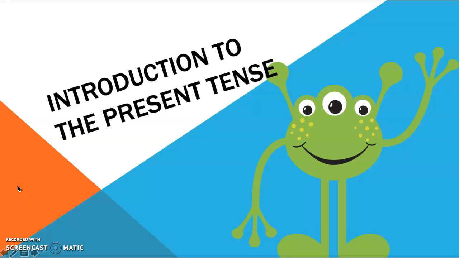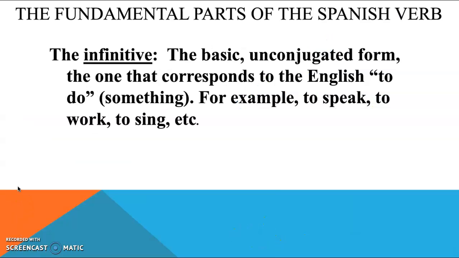So first we are going to start off with the fundamental parts of a verb. So we have three fundamental parts. Our first one is the infinitive. So the infinitive is the basic unconjugated form of the verb. It is the one that corresponds with the English to do something. So for example, we have to speak, to work, to sing.